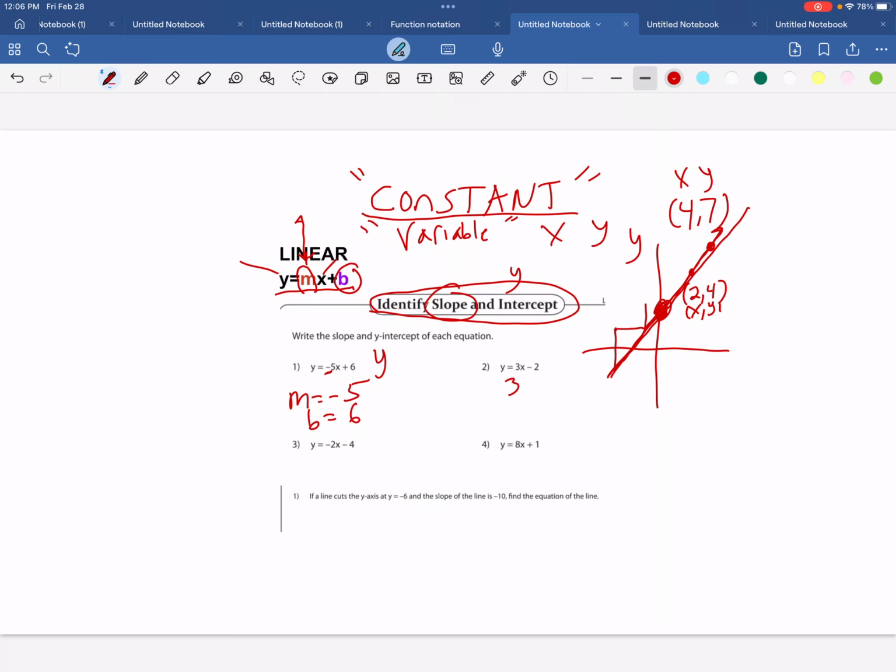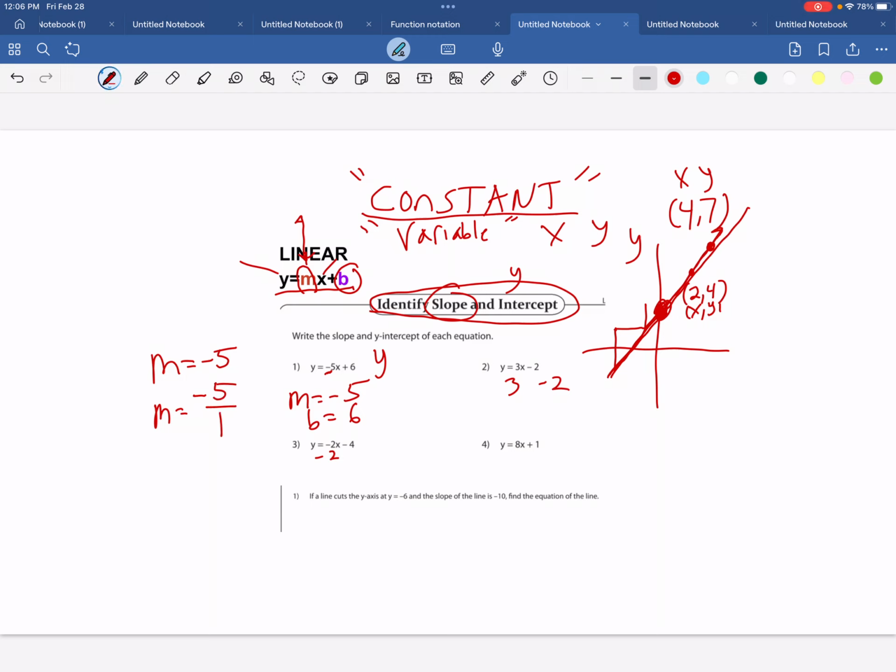Here the slope is 3, and the y-intercept is -2. Here the slope is -2. And I also want to point out, when we say the slope is, say, -5, that can also be thought of as -5 over 1.